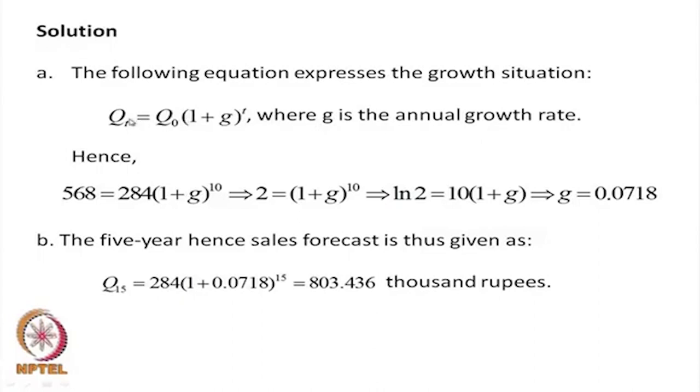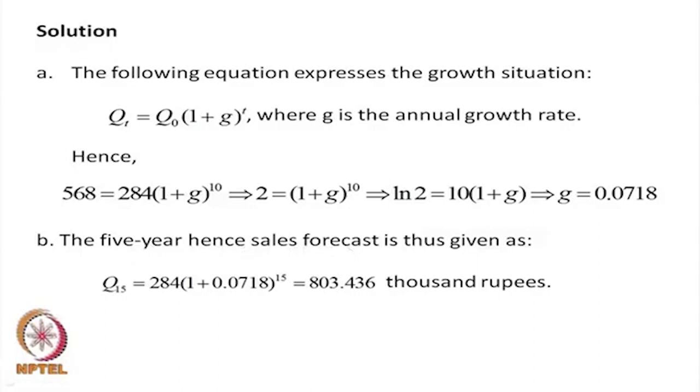So, from here, suppose that we put the 2011 value as 568 and the 2000 figure as 284, and t is 10, then this is the relationship. From here we get 2 is equal to (1 plus g) to the power 10. Therefore, ln 2 is equal to 10 ln(1 plus g). That gives a value of g equal to 0.0718. So, this is the annual growth rate, that is 7.18%.